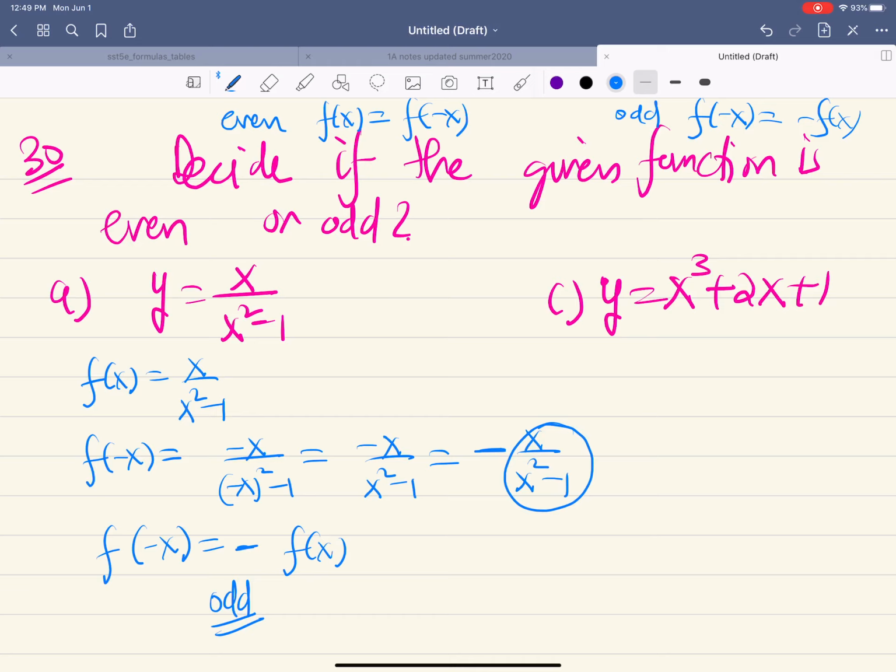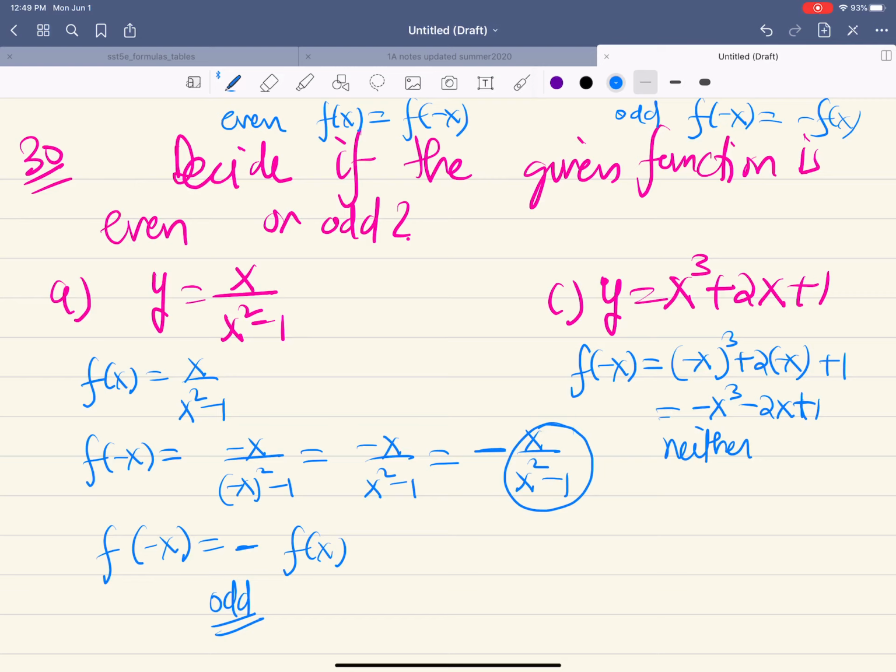Now we have part C here. We're looking for if it's even or odd. Replace x by negative x and see what happens. So my f of negative x is going to be negative x to the third plus 2 times negative x plus 1. And that turns out to be negative x cubed minus 2x plus 1, which is not the same as the original function. It's not the opposite of the original function either. So that means it's neither. It's not even, not odd. It's a neither function. Okay.